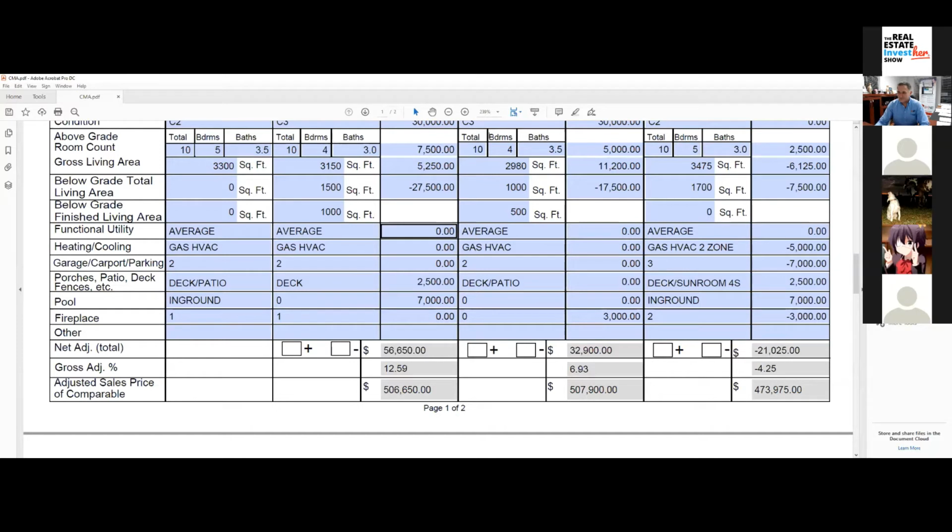Hello? Anyone? I'm really stumped. I have one question. So how much can we list this property for? If the average sale price is 496,175.